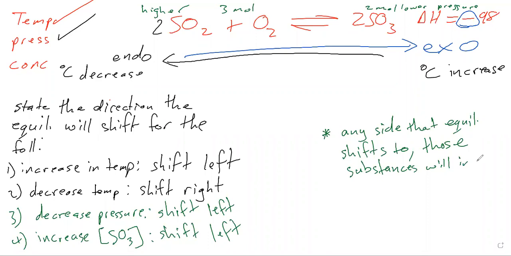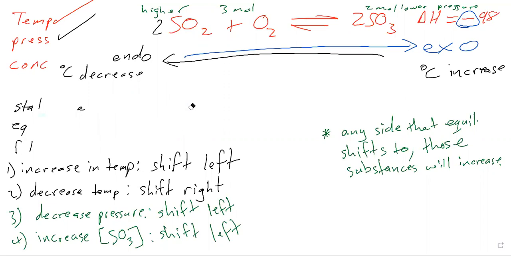Question, in the first scenario, when we increase the temperature, what will happen to the concentration of SO3? It's going to decrease. All right. The concentration of SO3 decreases because the equilibrium is going to shift to the left side, so the SO2 and the O2 will increase.